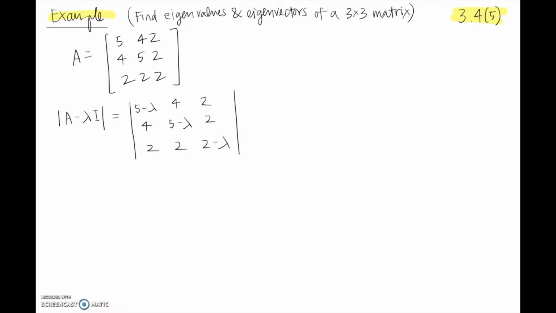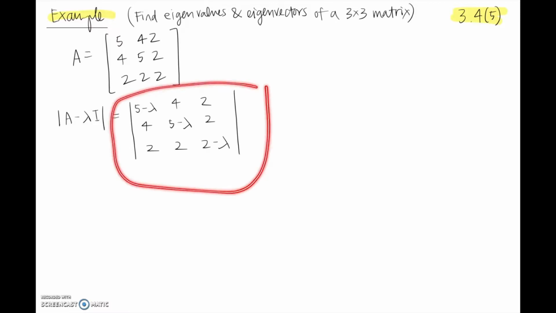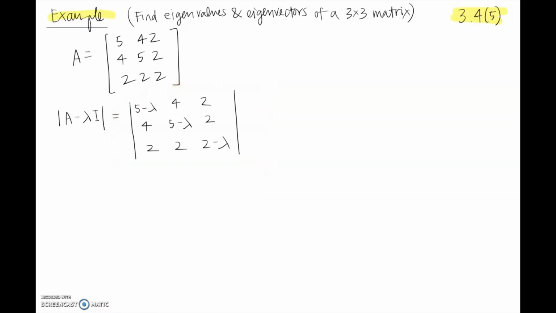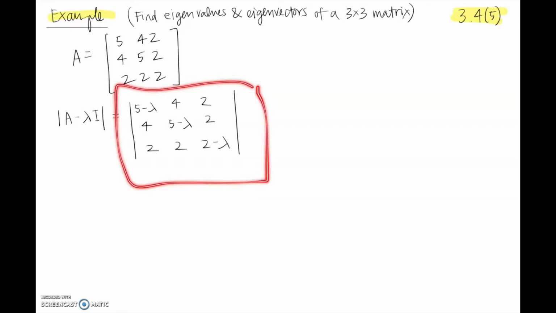So where does this determinant equal 0? And already I can see that this is going to be way tougher than the 2 by 2 case because finding the determinant of a 3 by 3 matrix just is inherently more difficult. But I can make it easier by simplifying this determinant. Remember, some of those elementary row operations don't change the determinant or change it very little. So let's use that to our advantage.